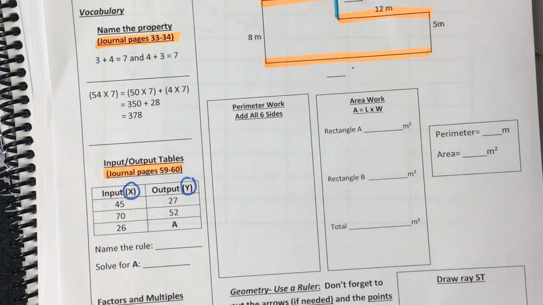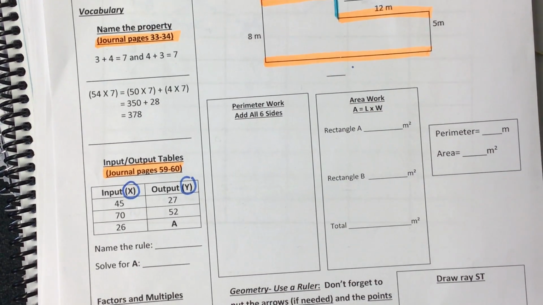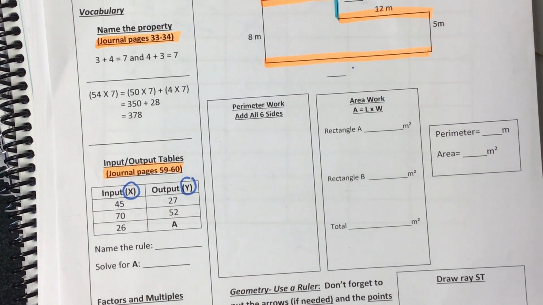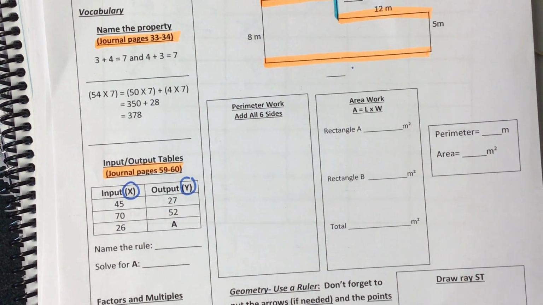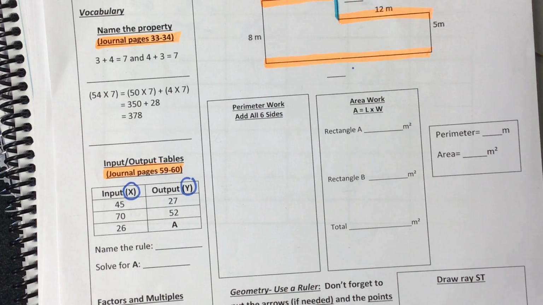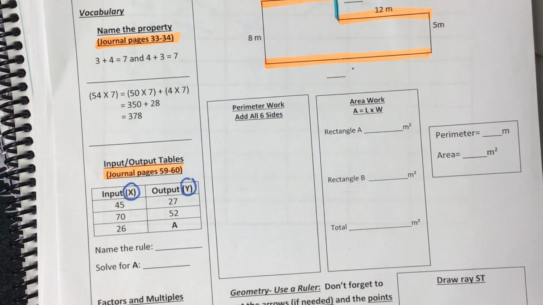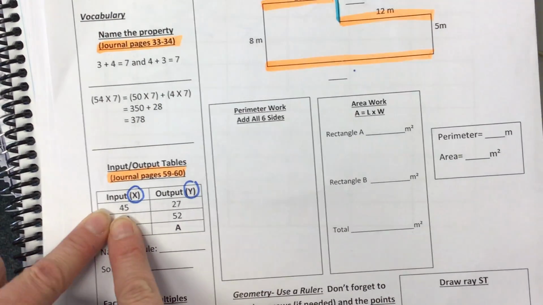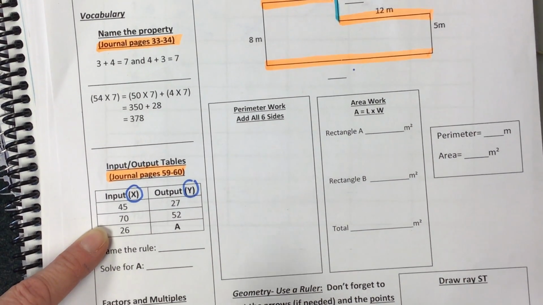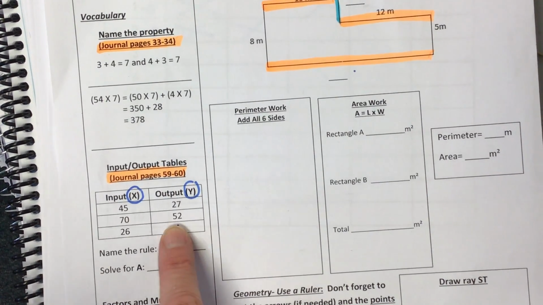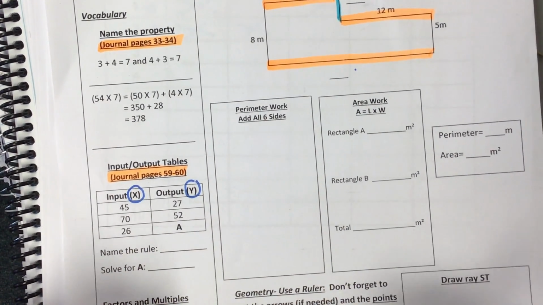Callie? Subtract what? What are we subtracting? I heard someone say it over here. I'm not sure why we're not raising our hands. Liam? 22. No. Kensley? 18. What's happening here is 45 minus 18 is 27. 70 minus 18 is 52. So now you have to do 26 minus 18.